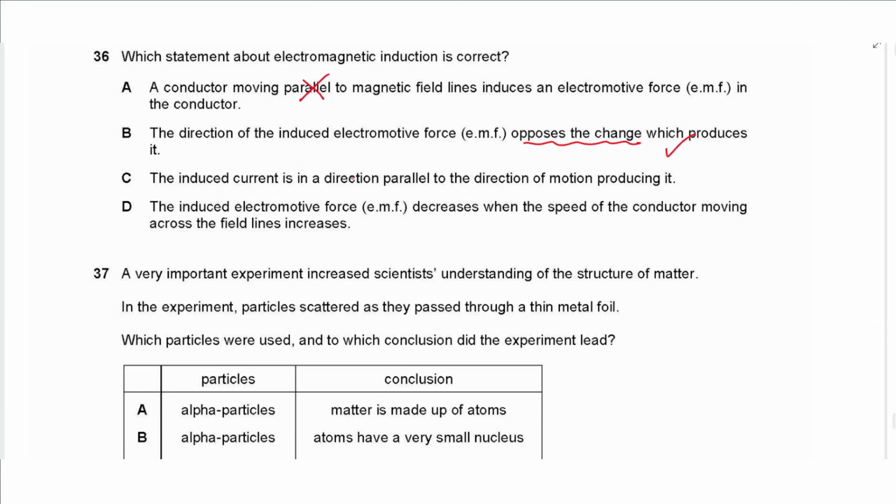The induced current is in a direction parallel to the direction of motion. No, it's perpendicular to the direction of motion. The induced electromotive force decreases when the speed of the conductor moving across the field increases. No, that would increase the rate of change of flux, so not D, so the answer is B.